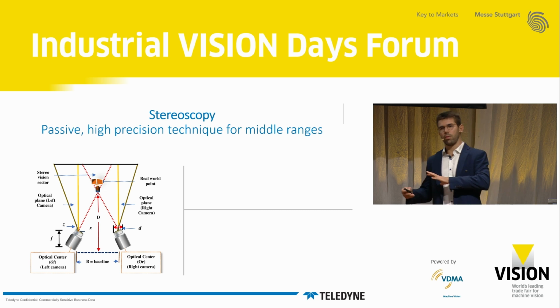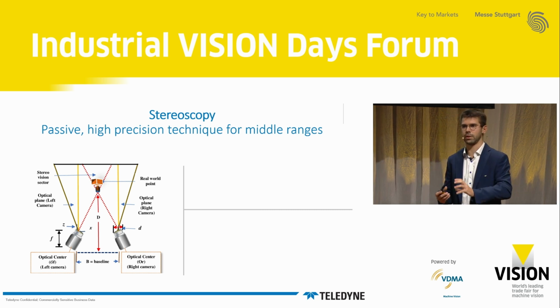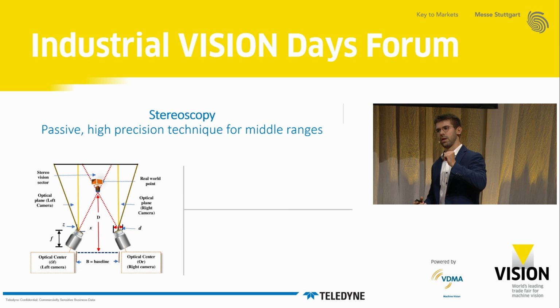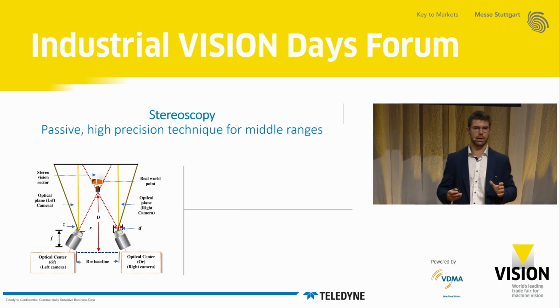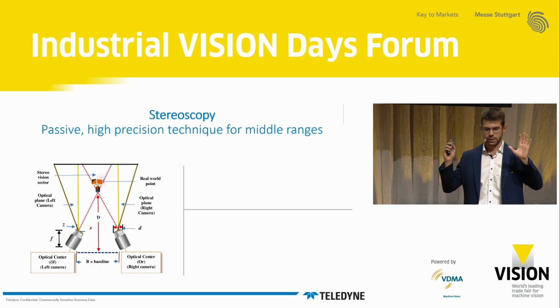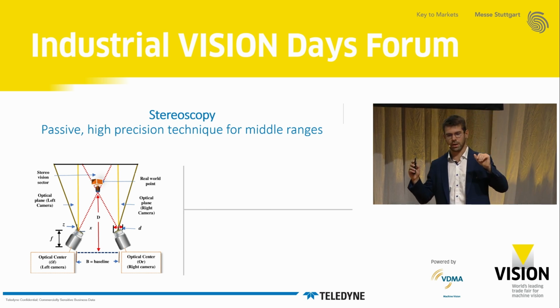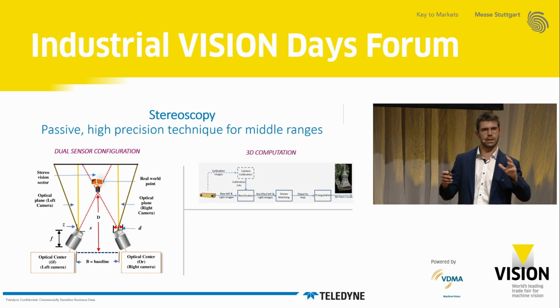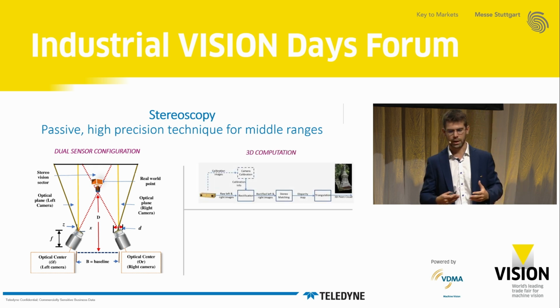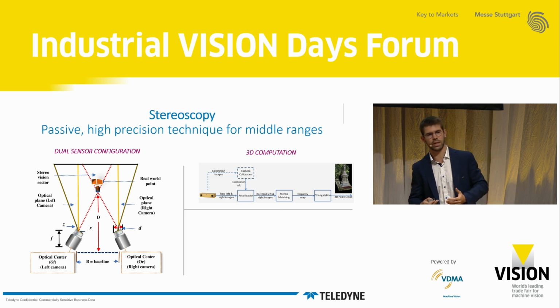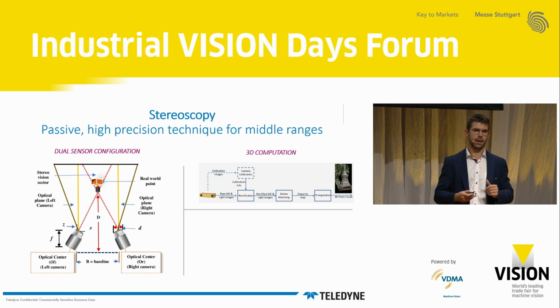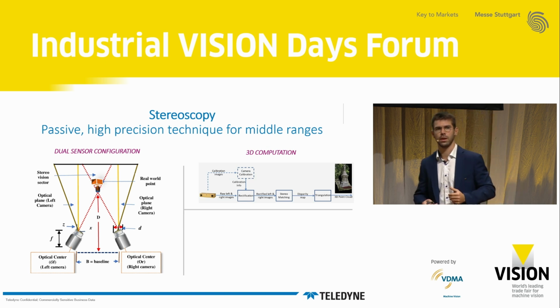OK, so we've seen an example of a sensor that can be a game changer in an active technique. Now we're going to go through a passive technique that is very common. This is stereoscopy. It works like human vision. We're seeing an object from different angles, and by computing two classic 2D images, one can generate the 3D depth map. It's a very powerful technique for middle ranges on textured objects.